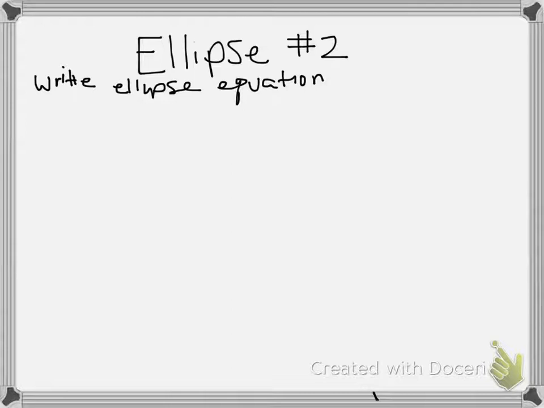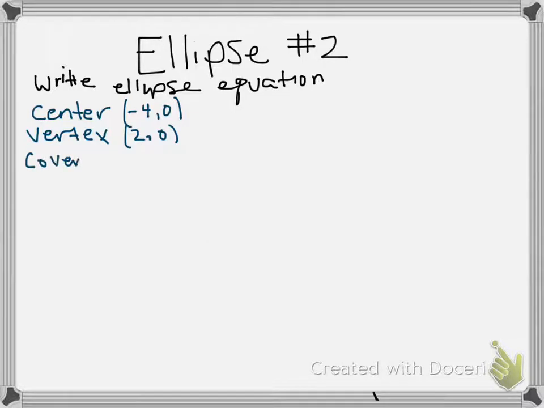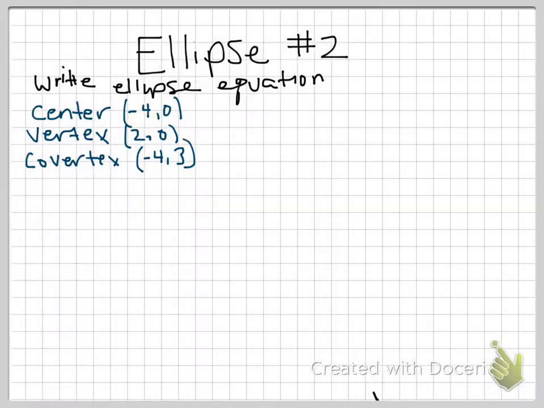Okay, so the first thing we want to do is look at an example of how we're going to go about doing this. So if I tell you that the center is at negative 4, 0, the vertex is at 2, 0, and the co-vertex is at negative 4, 3. The first thing we want to do is graph this information so that we can go ahead and write our equation.